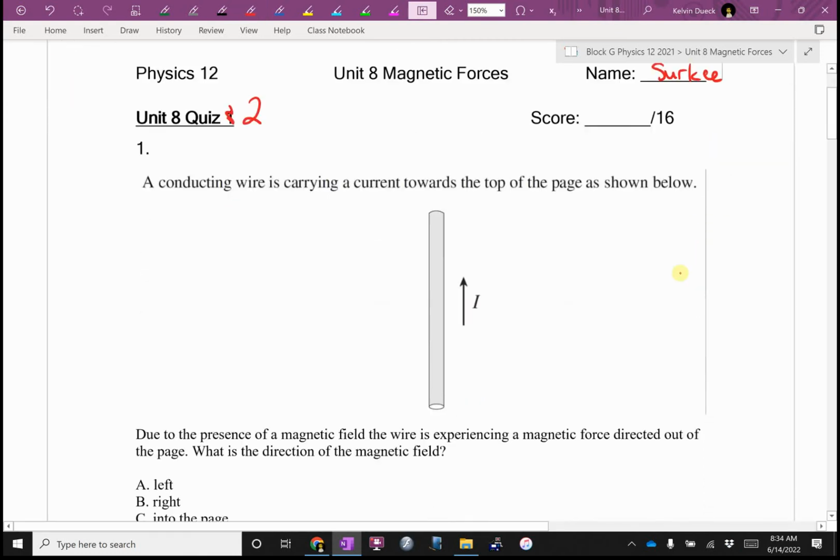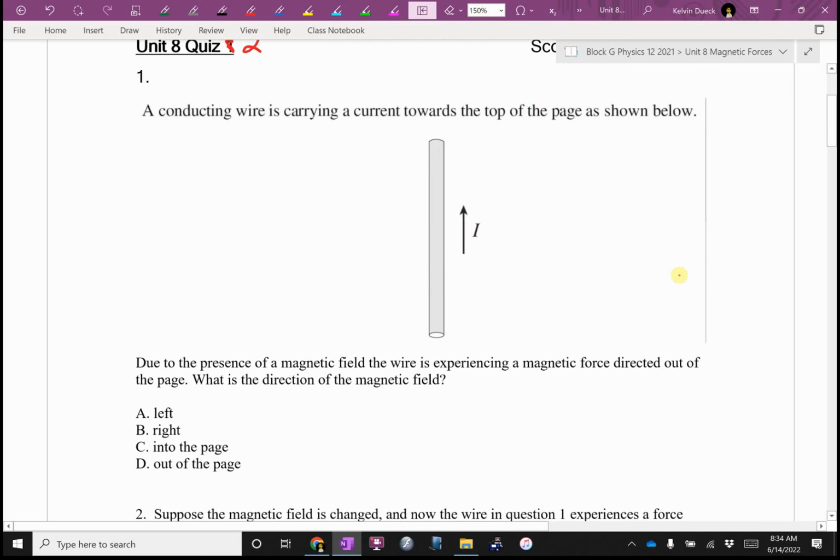Okay. A conducting wire is carrying current towards the top of the page as shown below. So, what can we do with a conducting wire? If they wanted the direction of this wire's magnetic field, I would point my thumb in the direction of the current and my fingers would curl in the direction of the magnetic field. And it's that magnetic field that's interacting with the external one, which is why you get a net force, by the way. I don't know if I mentioned that. Because now it's saying, due to the presence of a magnetic field, the wire is experiencing a magnetic force directed out of the page. What's the direction of the field?